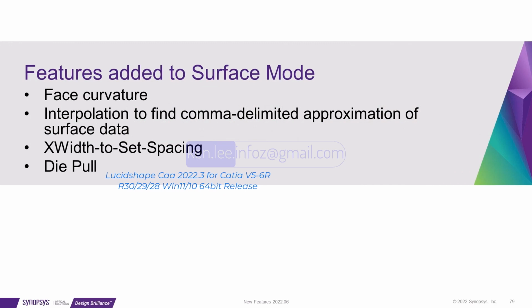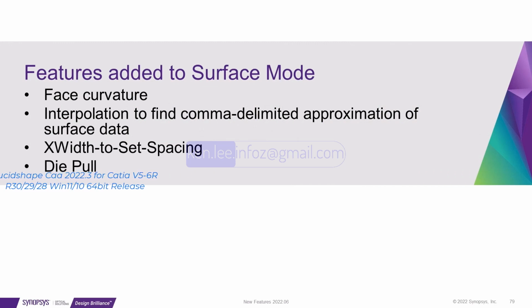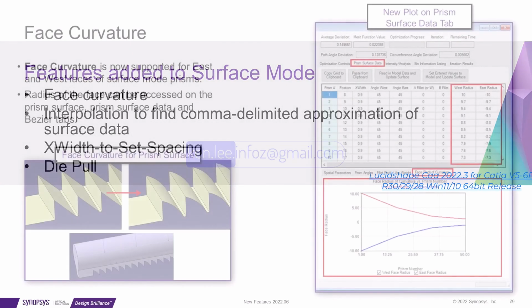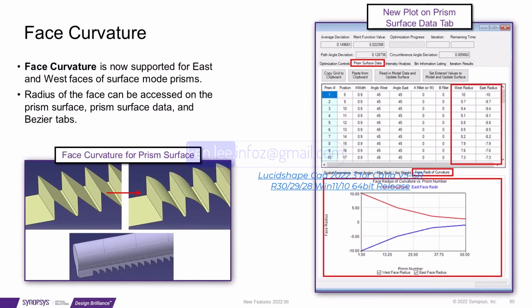The next section is about the new features added to the surface mode. The face curvature is now supported for east and west faces of surface mode prisms. The radius of the face can be accessed on the prism surface data and Bezier tab.